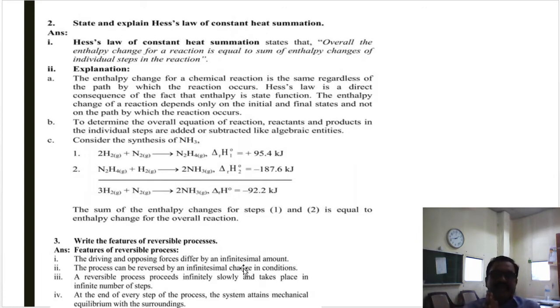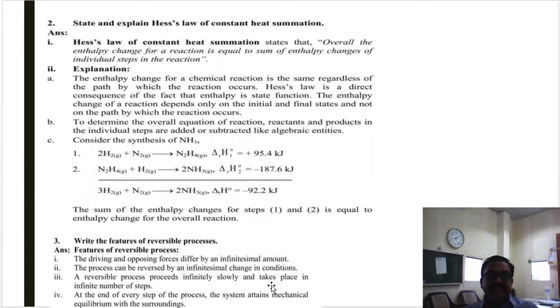Following are important features of a reversible process. In a reversible process, the driving force and opposing force differ by an infinitesimally small amount. That is, the rate of forward reaction and rate of backward reaction, or the driving force and opposing force, differ by an infinitesimally small amount. The process can be reversed by an infinitesimal change in a condition.